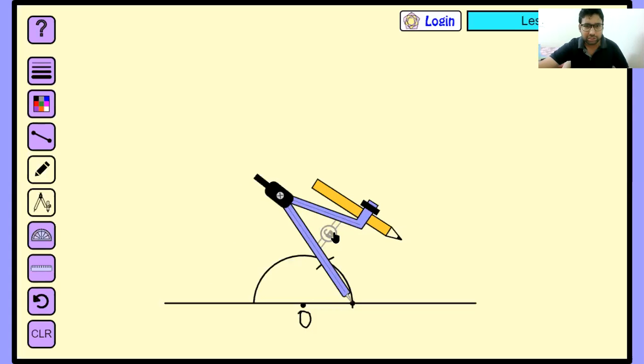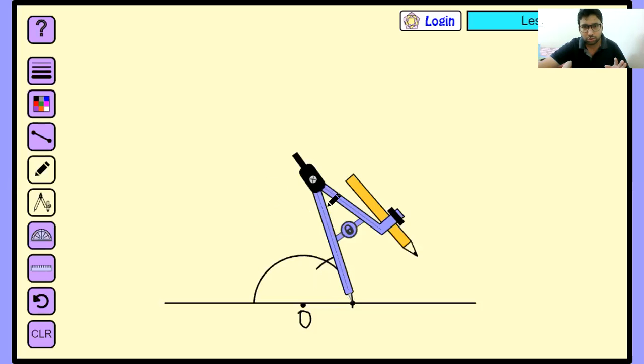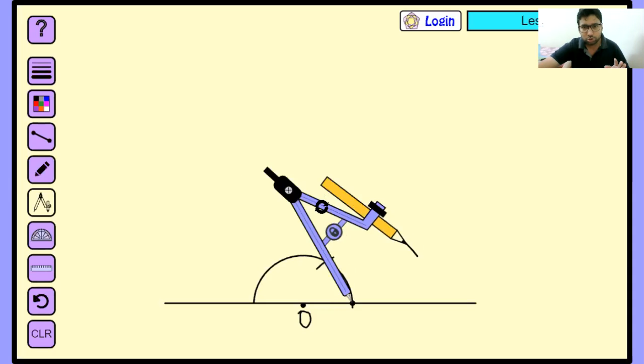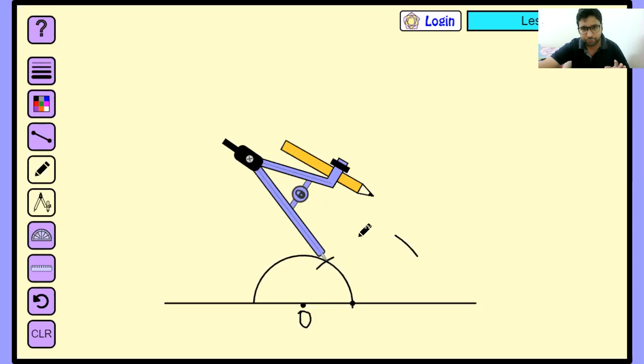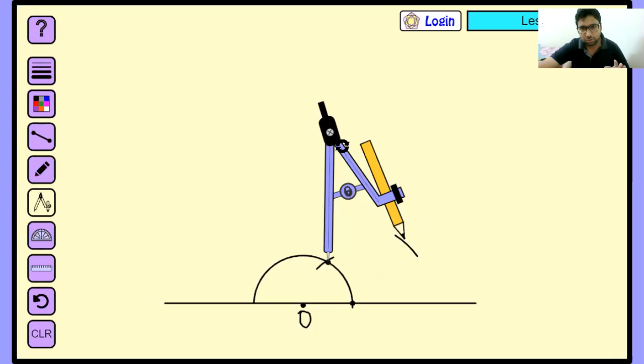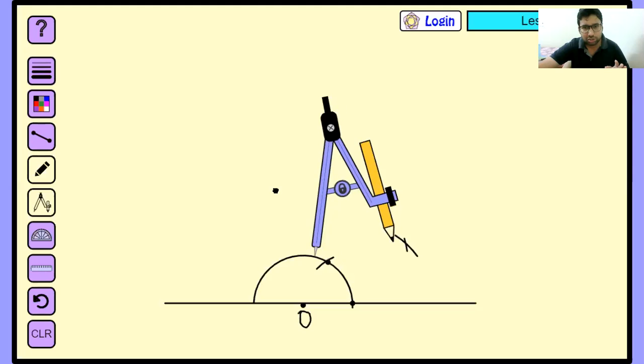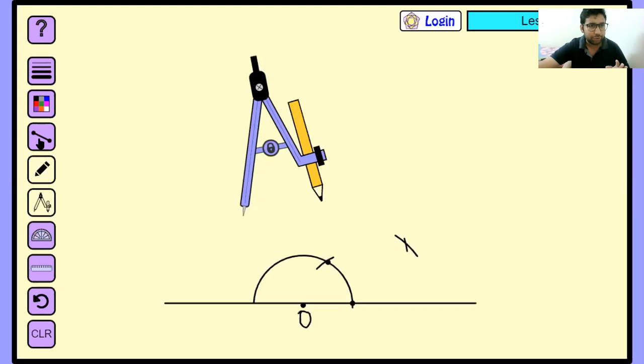Let me open the compass a little bit and take the first arc. I have locked the compass so that there is no issue. The first arc is here, and the second arc from this point comes somewhere here. Now we have got the required angle of 30 degree. Let me join it. Like this, so this is the 30 degree angle.